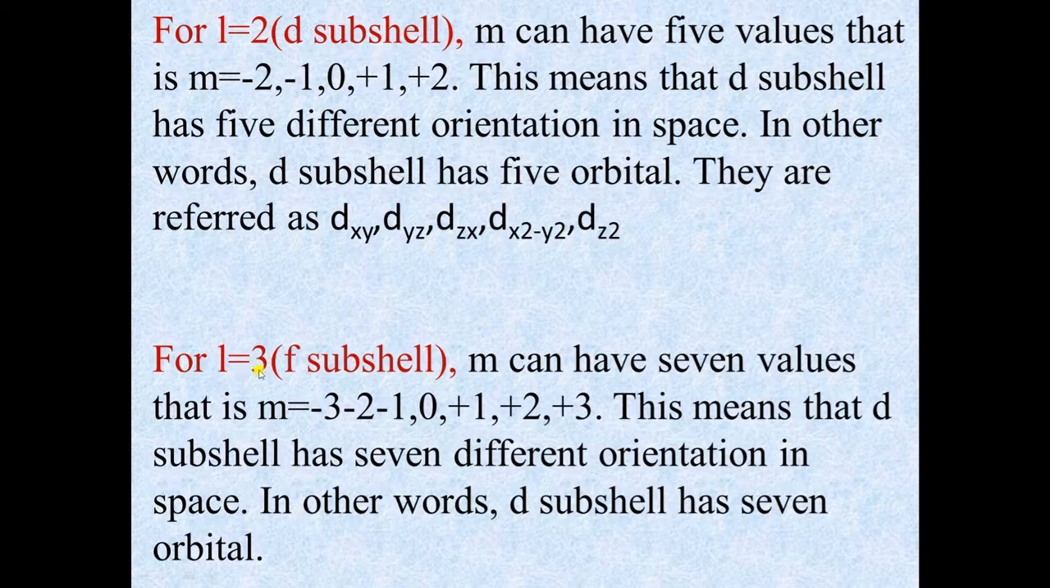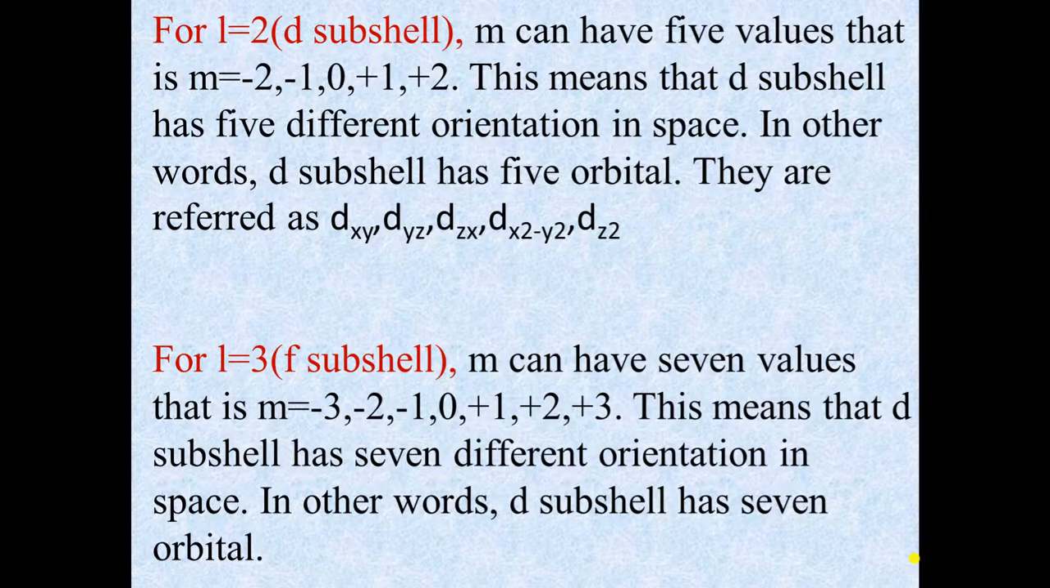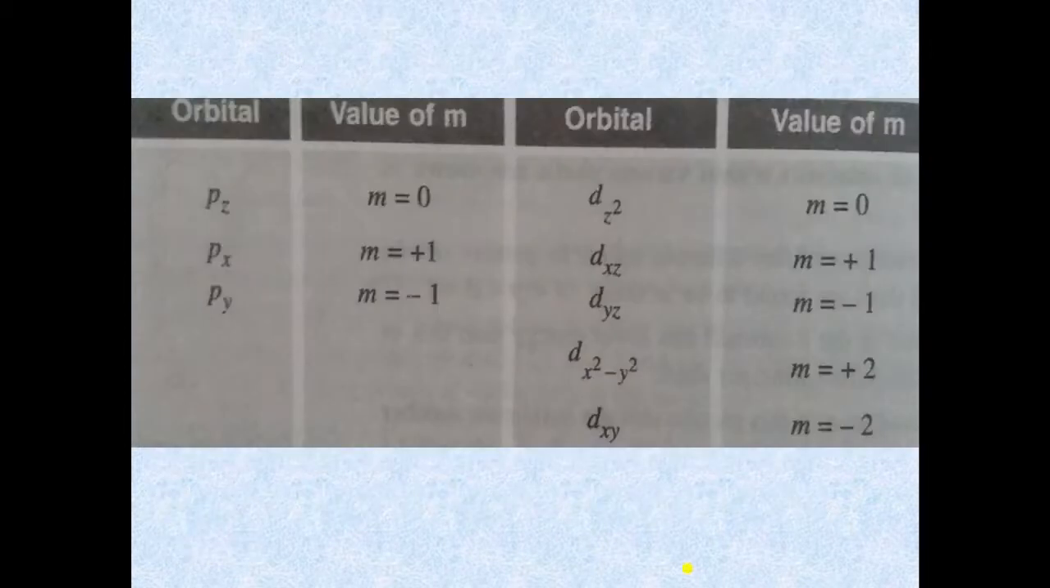Now, when value of l is equal to 3, that means f subshell. So, possible value of m can be minus l to plus l. That means minus 3 to plus 3. So, it is minus 3, minus 2, minus 1, 0, plus 1, plus 2 and plus 3. So it means that there are 7 different orientations in space and there are 7 orbitals which are present in f subshell.